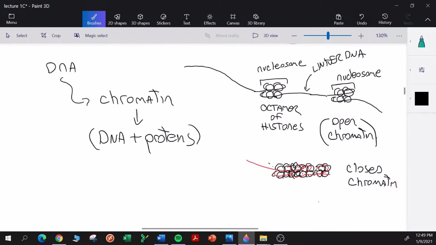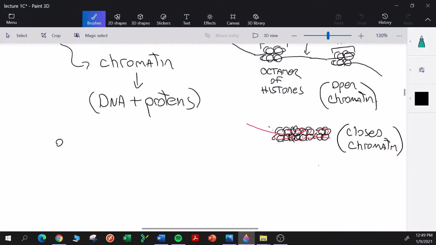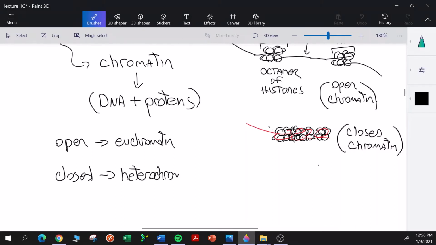chromatin. And there are a couple of different terms that are used to refer to open chromatin and closed chromatin. So let's say we have open chromatin and closed chromatin. Sometimes the open is called euchromatin, and the closed is called heterochromatin. So open chromatin is often said to be decondensed, and heterochromatin is said to be condensed.